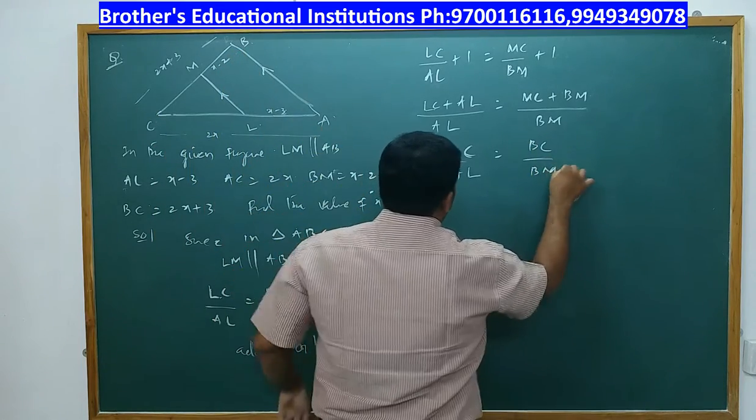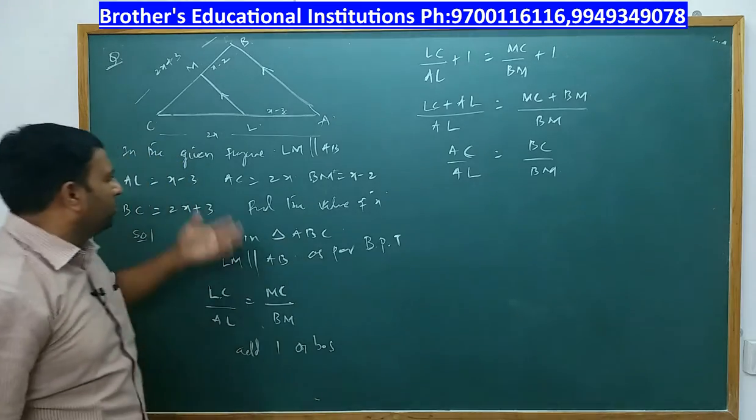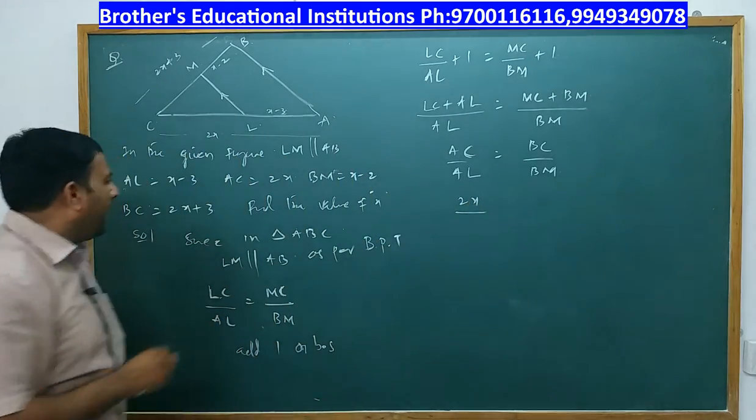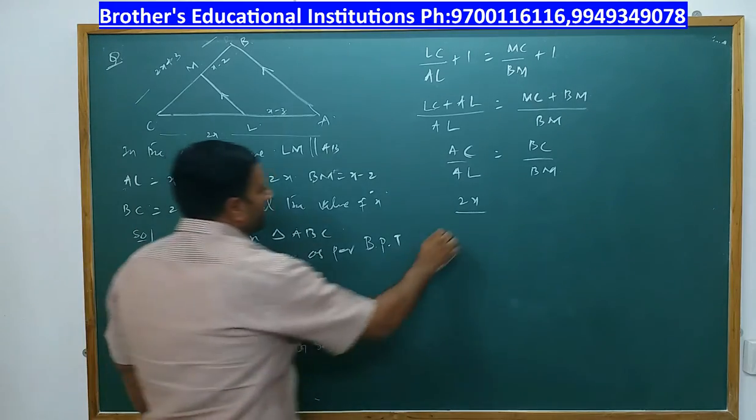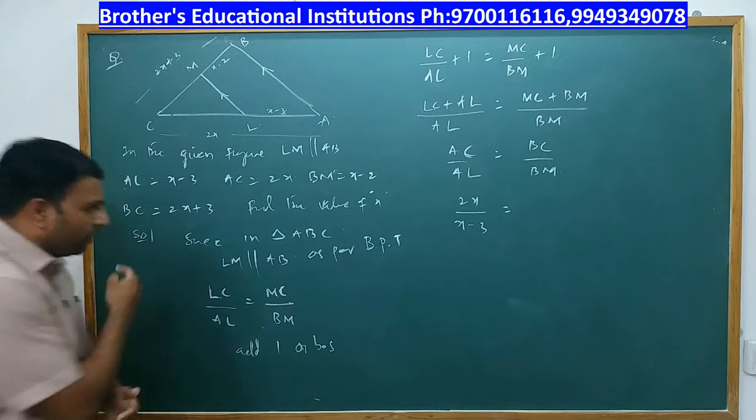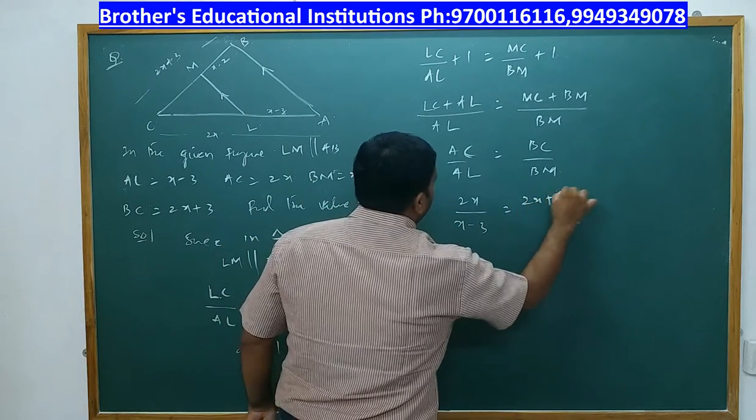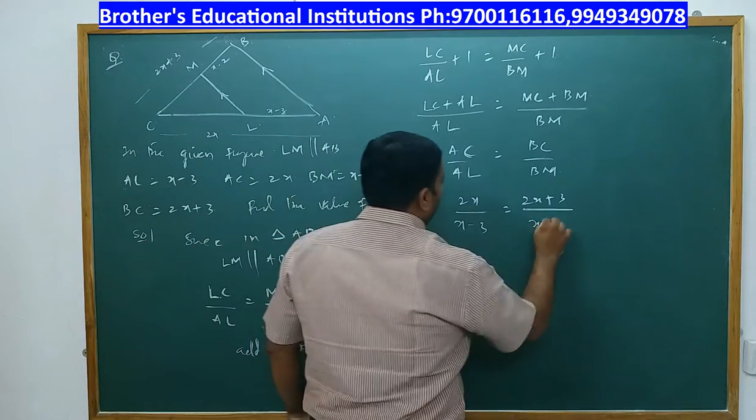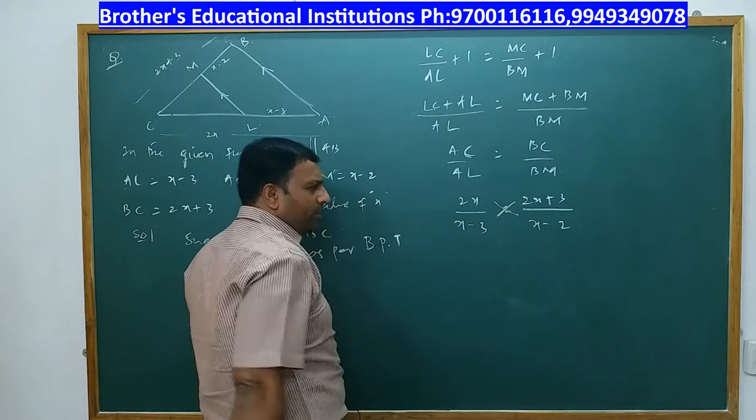What is AC given to you? Those values you have to substitute. The AC value is 2x by, what is the AL value? The AL value is x minus 3. What is the BC value? The BC value is 2x plus 3, by, what is the BM value? The BM value is x minus 2. Alright, now let us cross multiply.